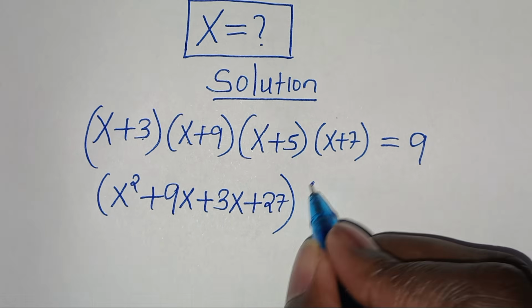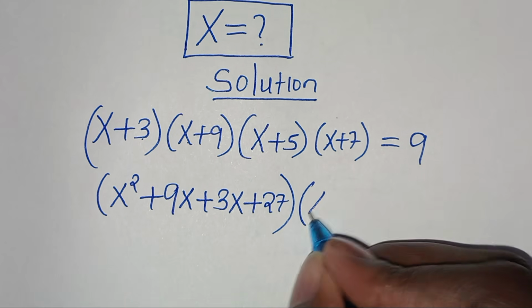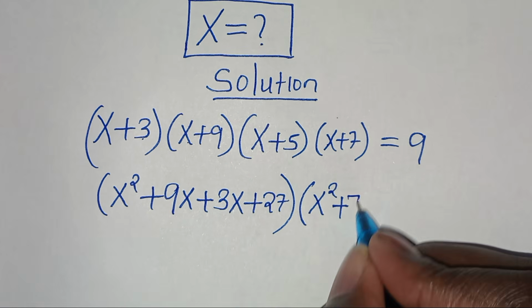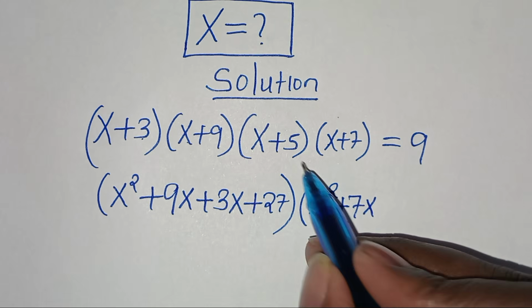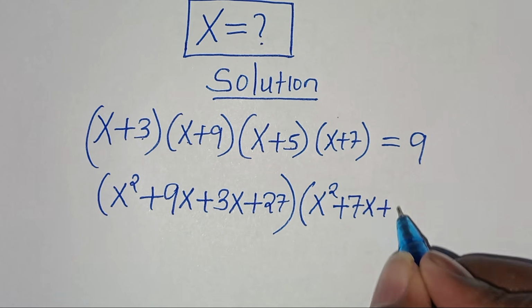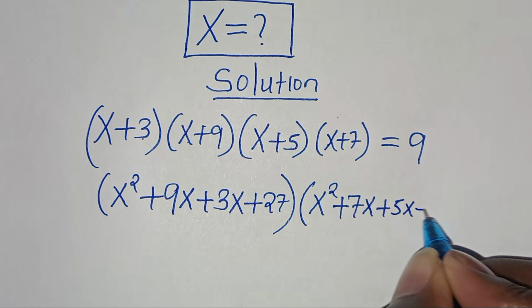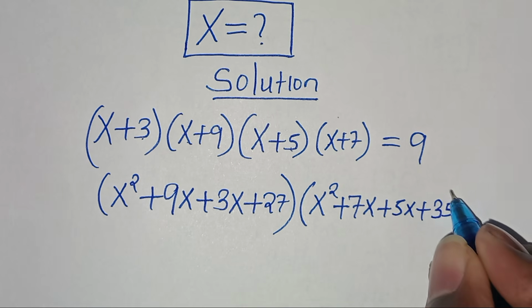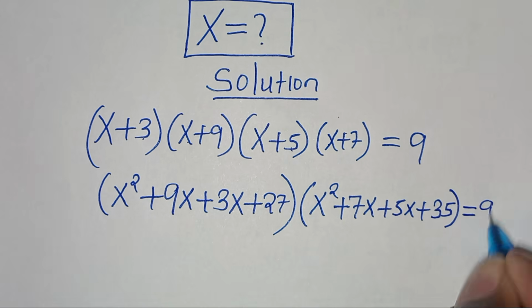Then here we have x times x. This is x to the power of 2. Then plus x times 7. This is 7x. Then we have 5 times x. This is plus 5x. Then plus 5 times 7. This is 35. So plus 35. This is equal to 9.